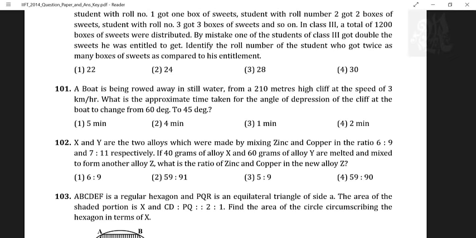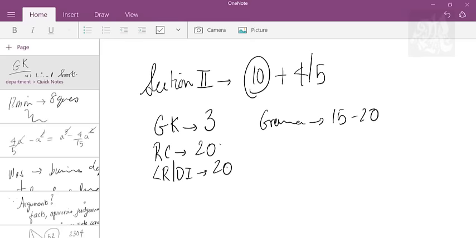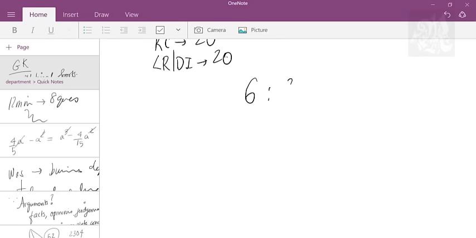One zero two. X and Y are two alloys made by mixing zinc and copper in the ratios 6:9 and 7:11. So I have the ratios as 6, 9, 7, 11. So that's 15. Why 15, man? 6:9 can be 2:3, no? Why are you fooling us?